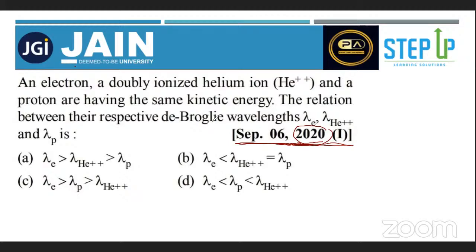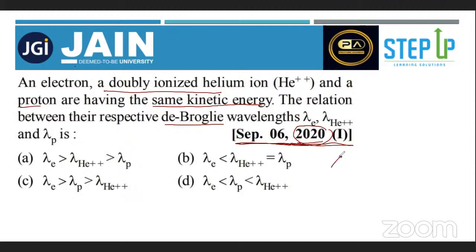See what is given in the question. You have a doubly ionized helium ion, proton and electrons. They have the same kinetic energy. If they're saying same kinetic energy and asking for the relation between their respective de Broglie wavelengths, I need something which relates de Broglie wavelength and kinetic energy.